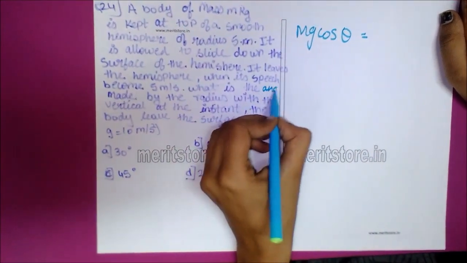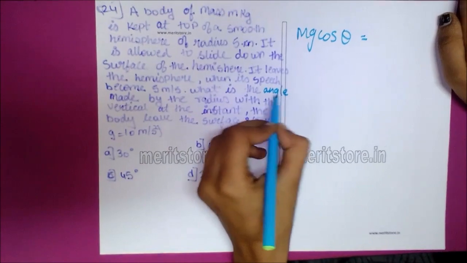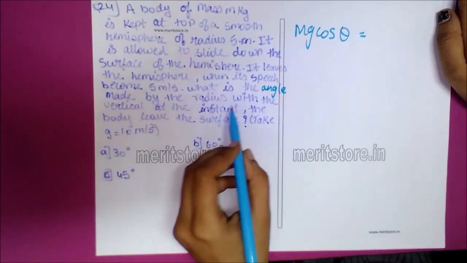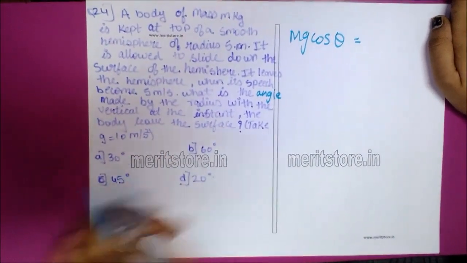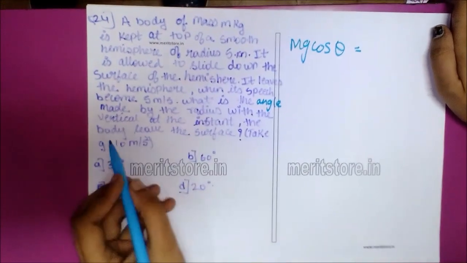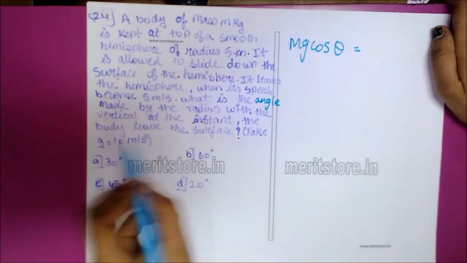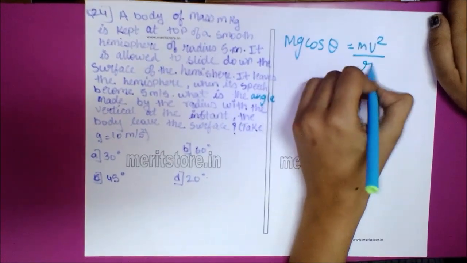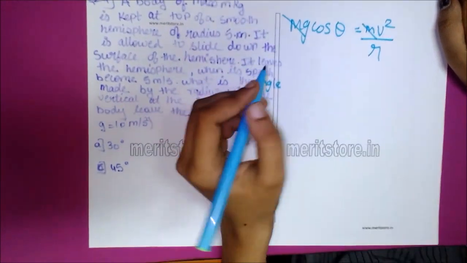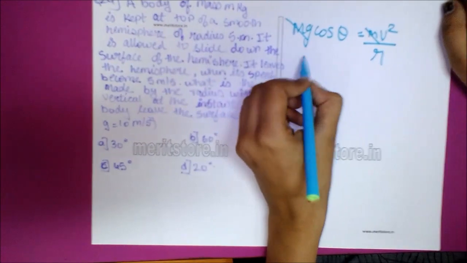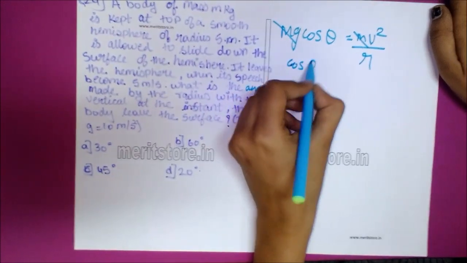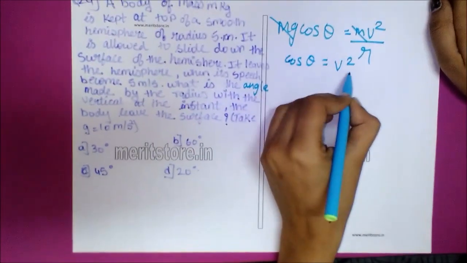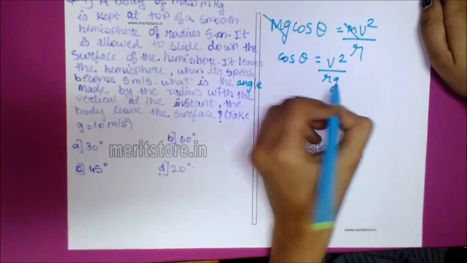We have to find out the angle made. So here we will write down the angle. The angle is missing in the question, make a note of this. What is the angle made by the radius with the vertical at the instant of leaving the surface? So mg cos theta is equal to mv square by r. The m gets cancelled. So I know that cos theta is equal to v square by rg.